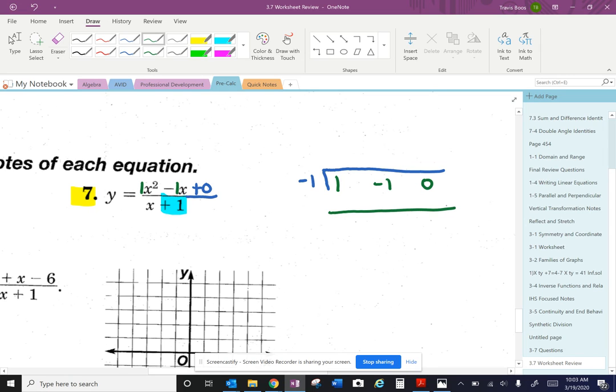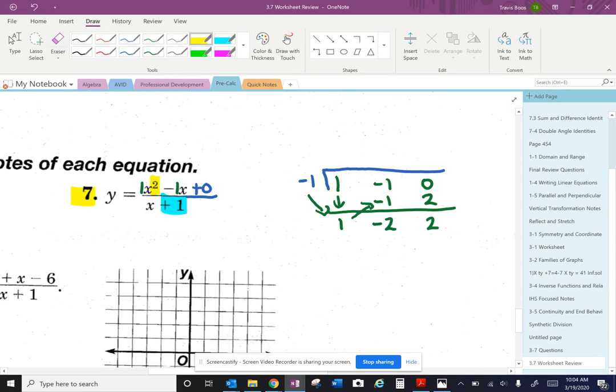And so the way this works, from what I learned from the YouTube video that Nana shared with me, is that you bring down this 1, and -1 times 1 is going to be -1. And then I add those two terms. -1 plus -1 is -2. And again, I multiply -1 times -2, which is +2. And then I add those, and that's going to be 2. And so I know that when I'm dividing, it's going to be 1 less.